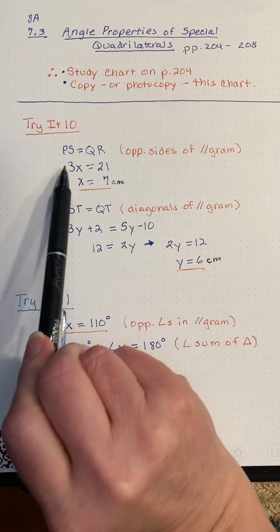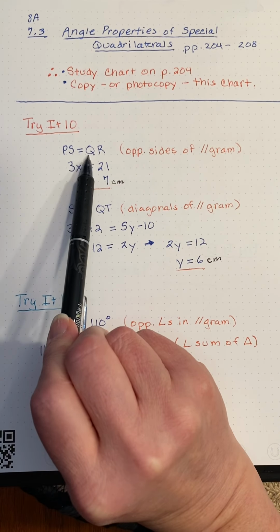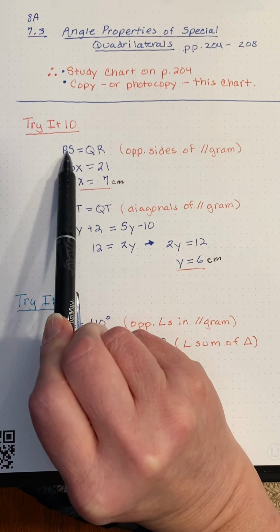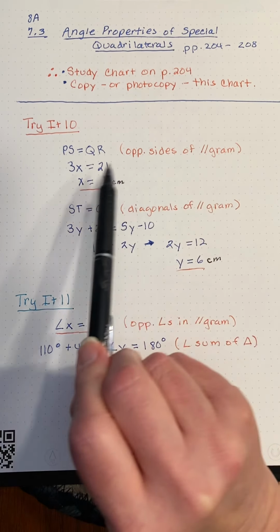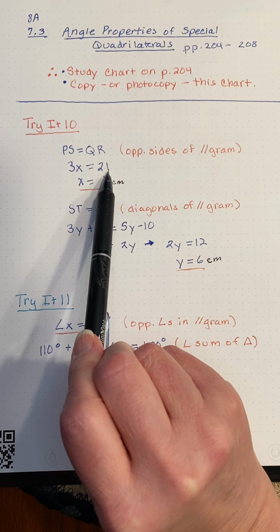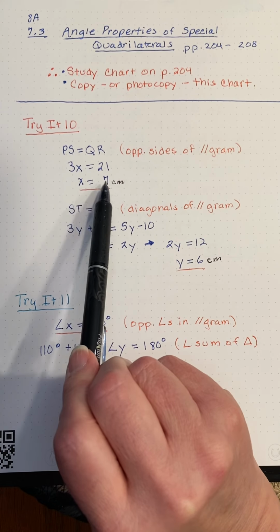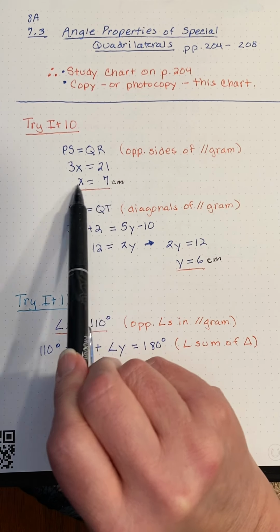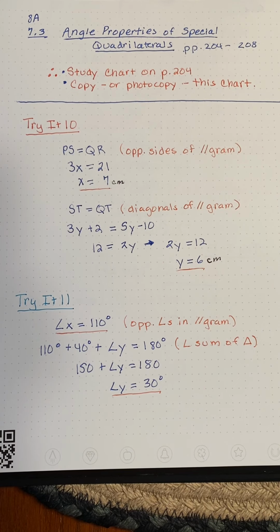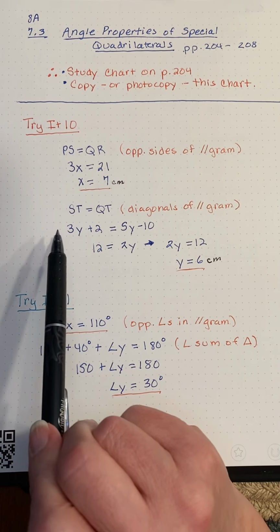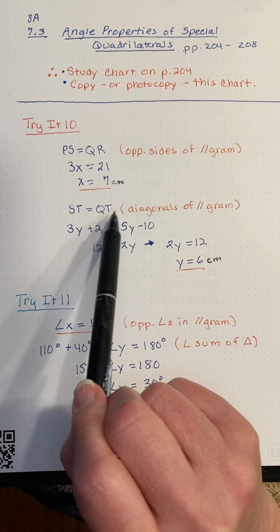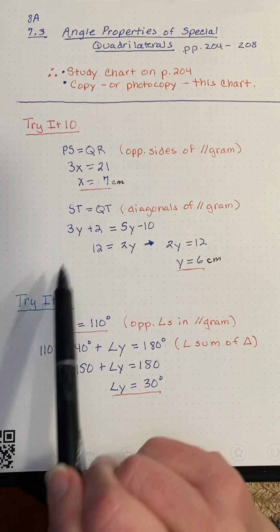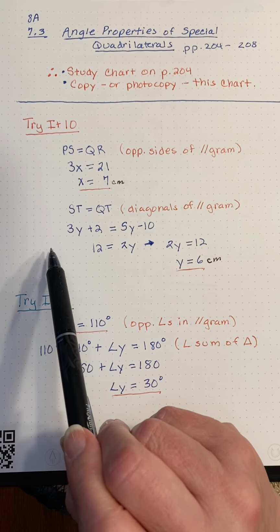So try it 10. PS is equal to QR. So those two sides are equal because of the opposite sides of a parallelogram. Therefore, 3x is equal to 21. Solving for x, I come up with 7 centimeters for x. Pretty straightforward. Now, working with the diagonal, we find that ST is equal to QT because the diagonals of a parallelogram just kind of split in two there.